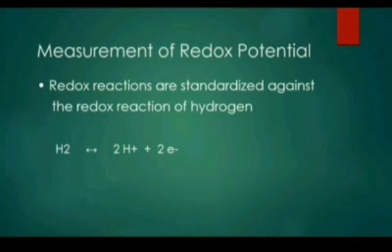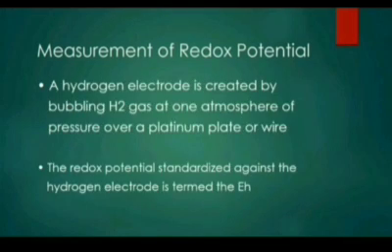Measurement of redox potential. It is standardized against the redox reaction of hydrogen, that is, H2 gives us 2 hydrogen ions, and 2 electrons will be separated from it. A hydrogen electrode is created by bubbling H2 gas at 1 atmosphere of pressure over a platinum plate or wire. The redox potential standardized against the hydrogen electrode is termed the EH.